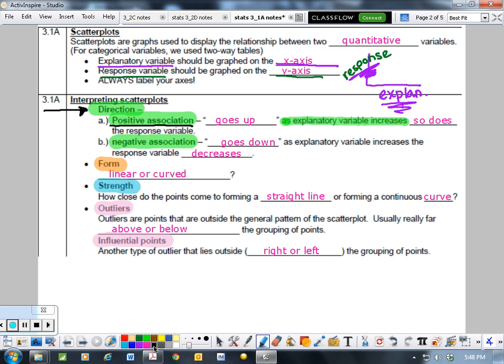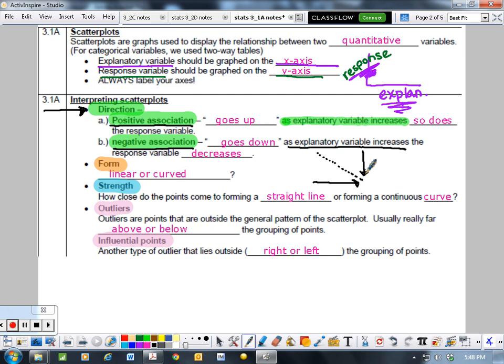Now with negative association, this is going to go down. So as that explanatory variable increases, the response variable is going to decrease. So as my dots move forward to the right, they're moving down. So as my explanatory variable increases, the response variable is decreasing. And so when they're asking you for the direction and to explain what's going on, those are the sort of things that we're looking for.